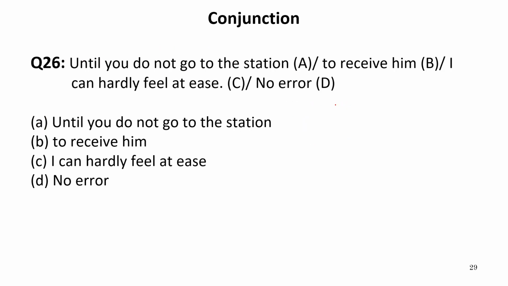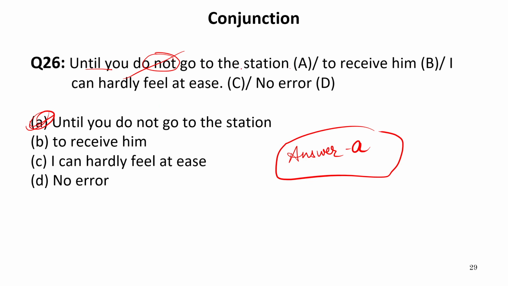Until you do not go to the station to receive him, I can hardly feel at ease. Very, very simple. After the word until, we cannot use do not. Therefore, the error is in part A. So our answer is A. And the correct sentence will be, until you go to the station to receive him, I can hardly feel at ease. Now let us move to the next one.